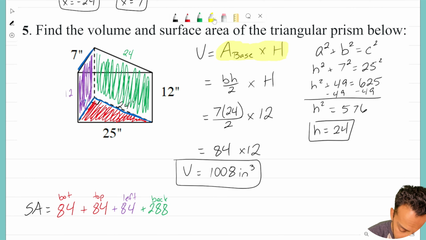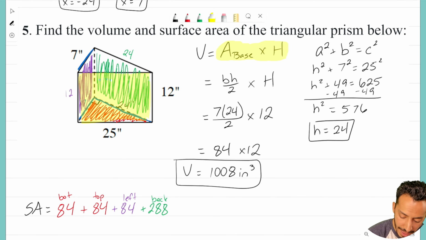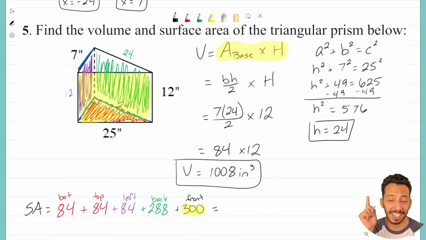And then last but not least, and I'll try to highlight it so we can see, I need to do this front rectangle right here. That front rectangle made up by the 12 and the 25. We need to get our calculator out one more time. 12 times 25, that's going to give us 300. That is the front. Let me go ahead and highlight that so you can see where it came from. You take all those areas, the area of every single side, add them up, and we have our surface area.